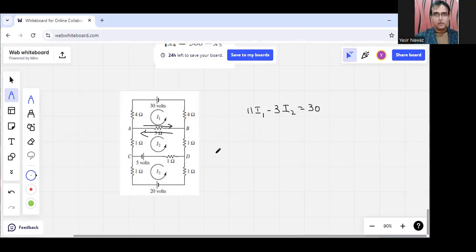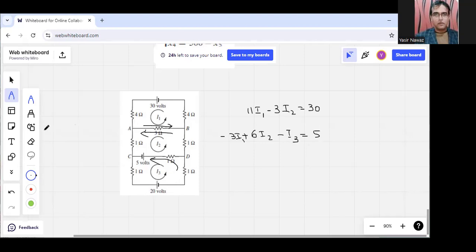And in the second loop, I will use 1 plus 1, 2, 2 plus 3, 5, 5 plus 1, 6. So 6 I2, that would be positive. But because in this wire I1 is flowing in the opposite direction, that would be minus 3 I1. And in the third loop, I3 is flowing in this direction, so it will be subtracted again, minus I3. And this equals the battery. Here the battery is 5 volts, so that equals 5. So this is the second equation.